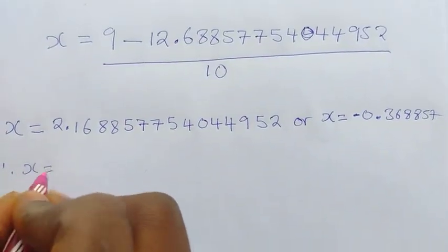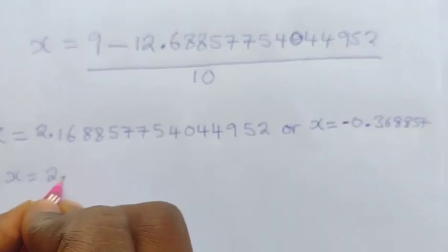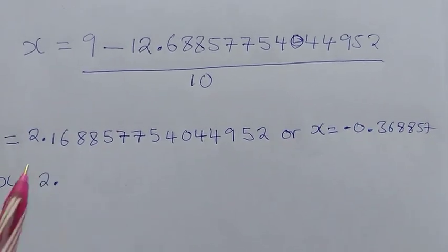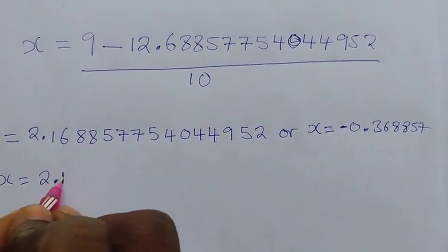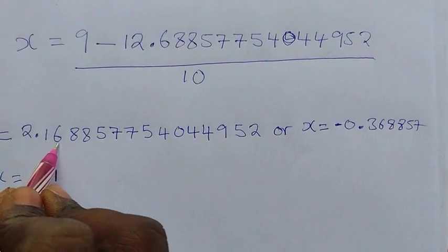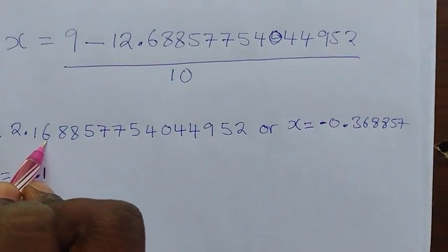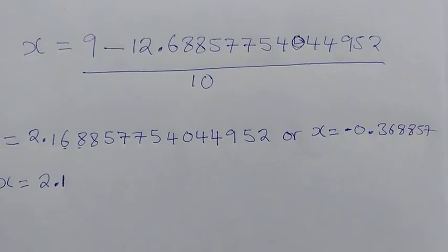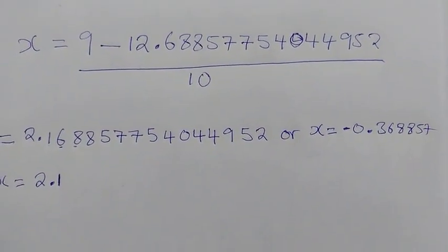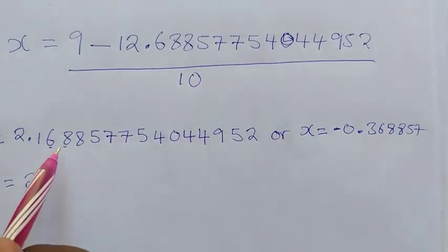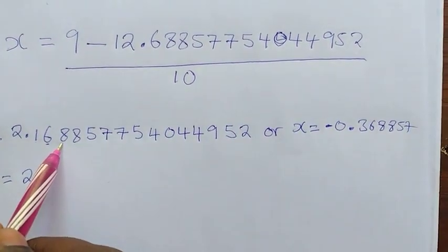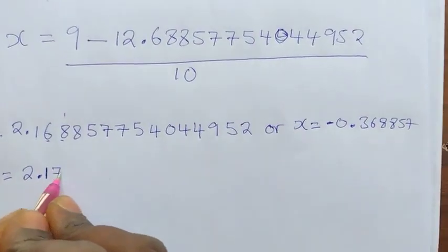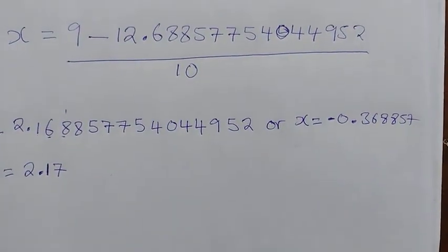Therefore, x equal to 2 point. The number that is making it 1 decimal place is 1. Then the number that will make it 2 decimal places is 6. But look at the next number after 6, it's 8. If a number is equal to 5 or greater than 5, it will round off the previous number. In this case, 8 is greater than 5. So 1 plus 6, I'll get a 7 there.